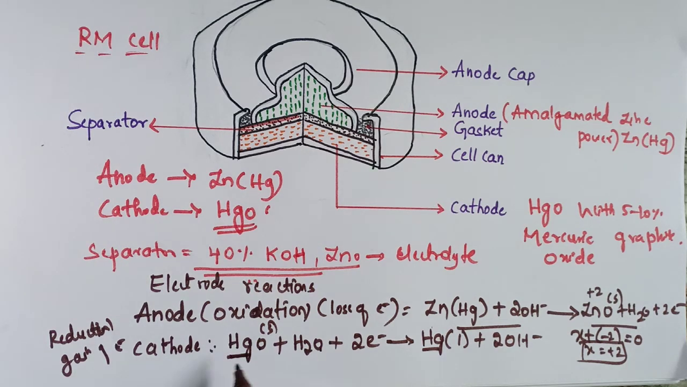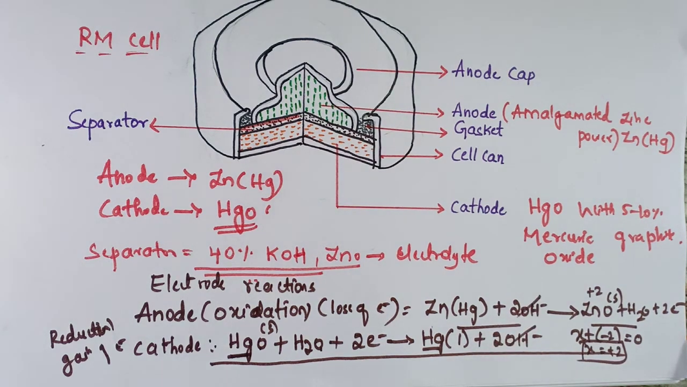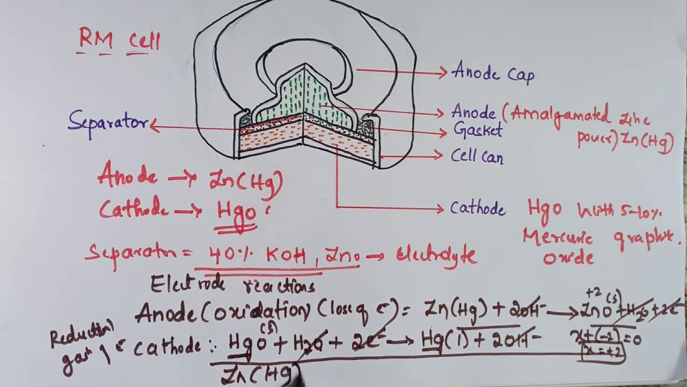What happens in the overall reaction? Here, the 2OH minus will get cancelled, these 2 electrons and these 2 electrons will get cancelled, and the H2O is also cancelled. So what remains on the reactant side in both reactions? On the reactant side, ZnHg is remaining and nothing else. These are the products. Here we are only considering the reactants.